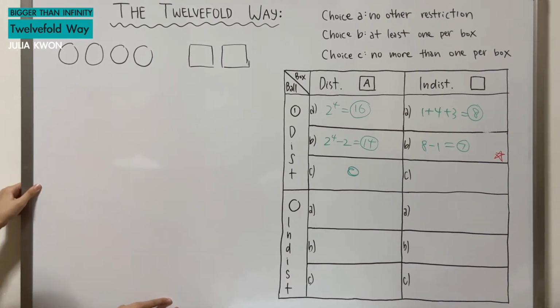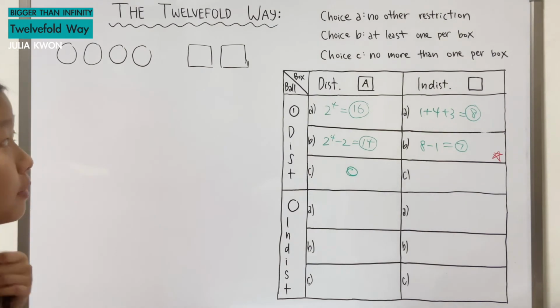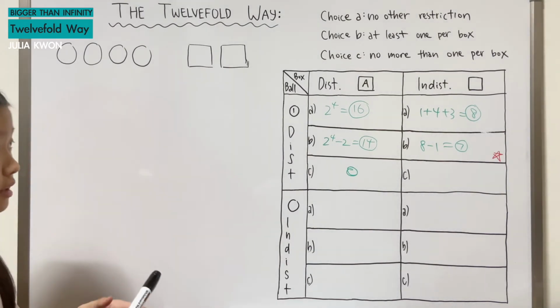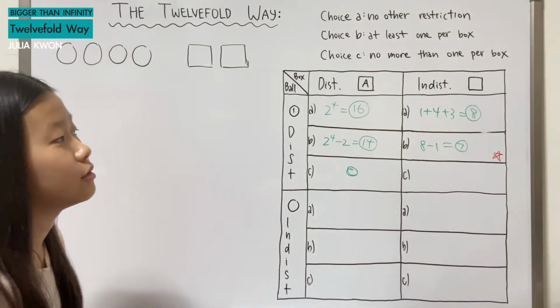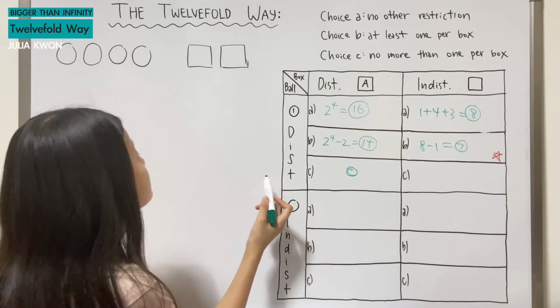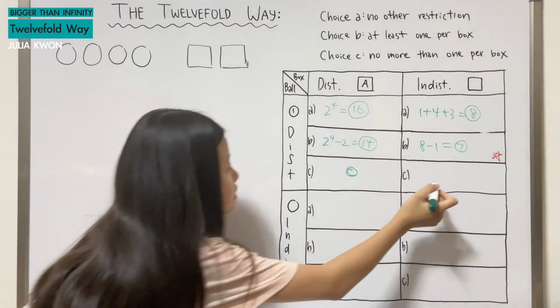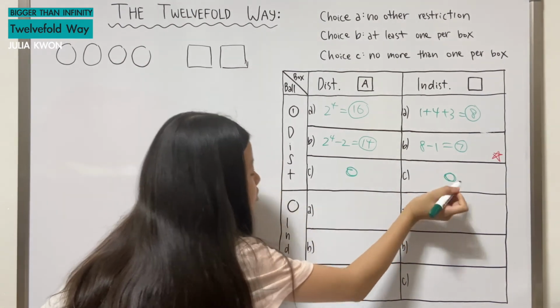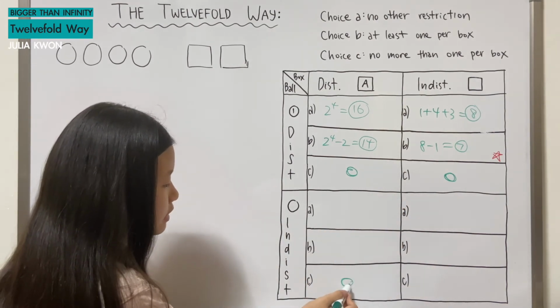And for C, it's the same. Like I said, it doesn't matter that the balls are distinguished or not distinguished. It doesn't matter that the boxes are distinguished or not distinguished. It's just because there are more balls than boxes, there's 0 ways. And the same for the rest.